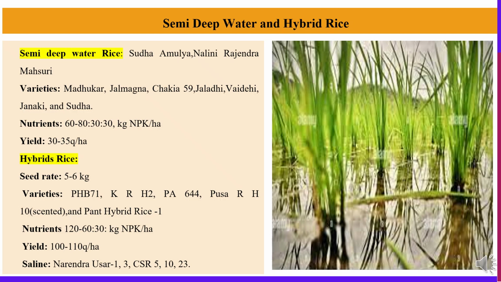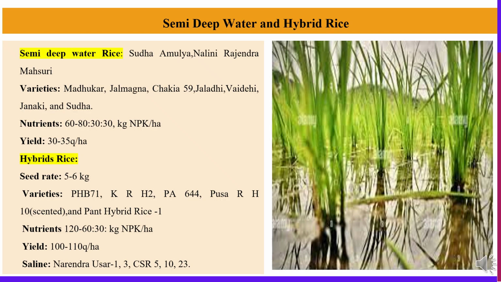Hybrid rice. Hybrid rice technology exploits heterosis, hybrid vigor, to achieve significantly higher yields compared to conventional varieties. It has been widely adopted in several rice-growing states of India. Seed rate: 5 to 6 kg per hectare, due to vigorous growth and wider spacing.